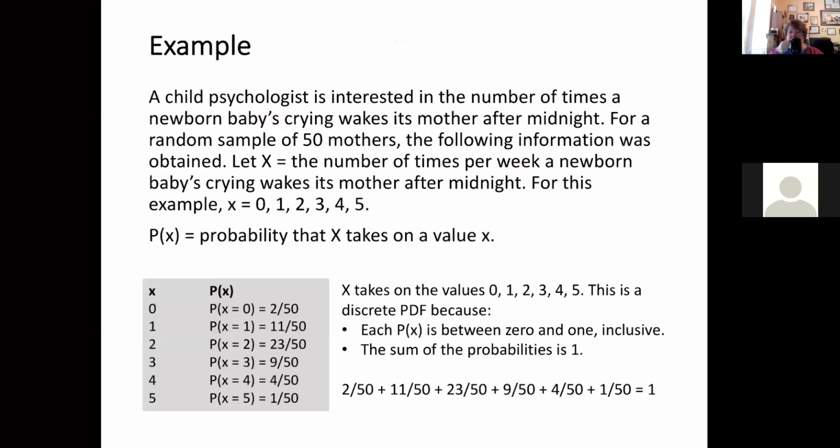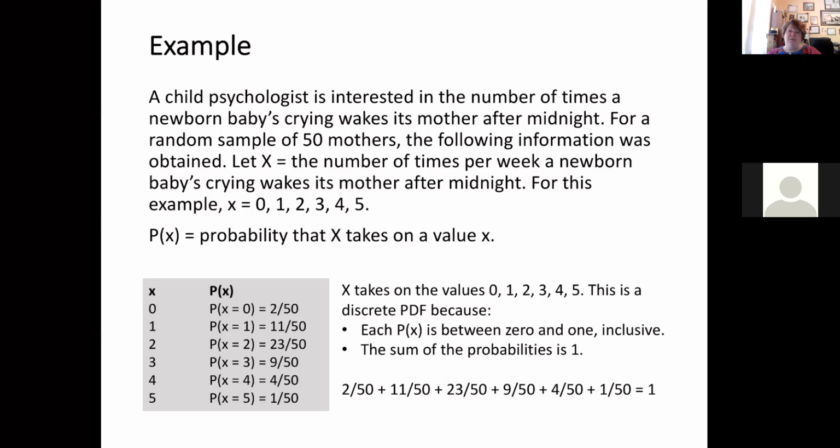Okay, so this is an example of an experiment. A child psychologist is interested in the number of times a newborn's crying wakes its mother after midnight. So for a random sample of 50 mothers, the following information was obtained. So our random variable capital X is a description of what we're looking at. It's the number of times per week a newborn baby's crying wakes its mother after midnight. That's what they're interested in looking at.